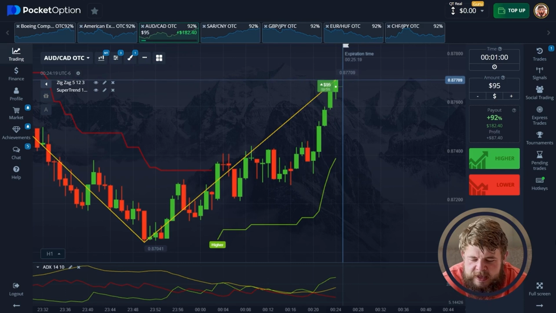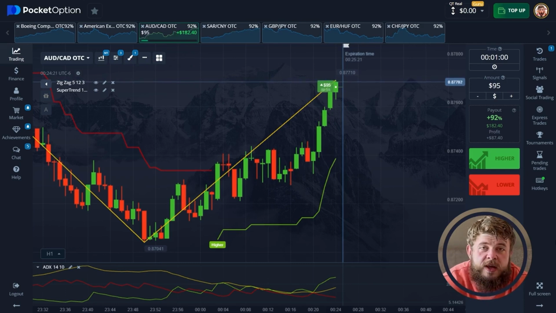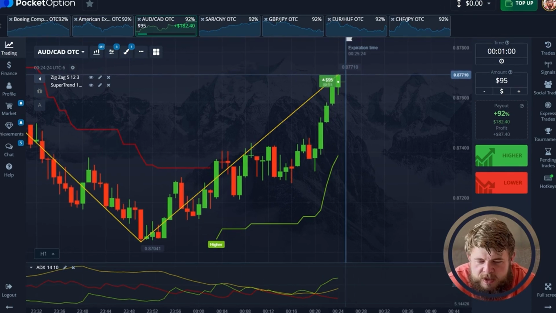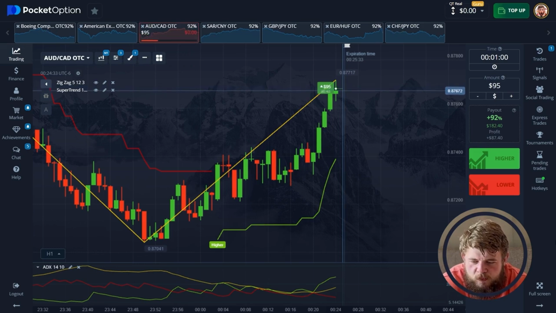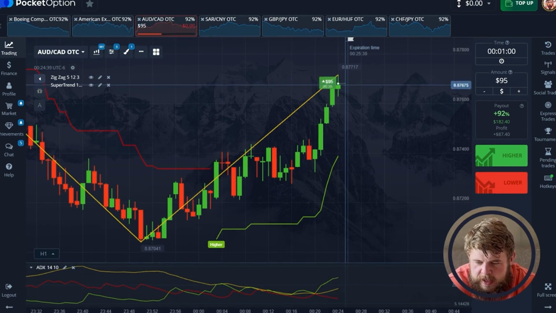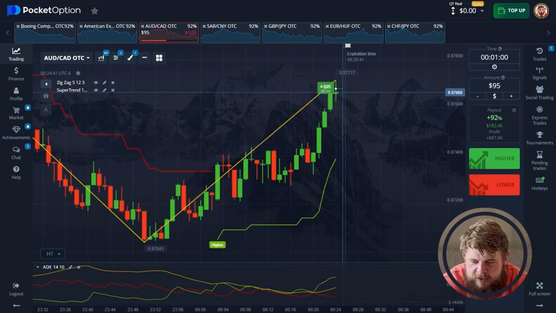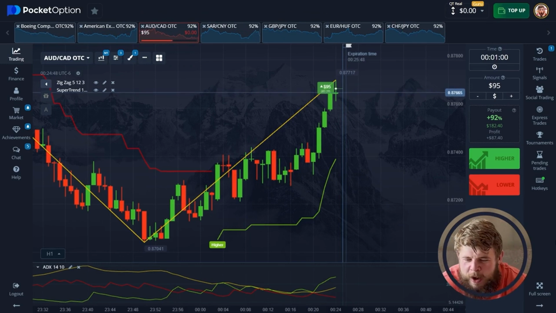By the way, ADX also is giving us confirmation that we're in the buy zone. So 95 bucks are invested. Potential profit from this trade is 182. Okay. So now everything will be decided, whether I will get my money or whether I will be a loser. I'm sure I will get my money.